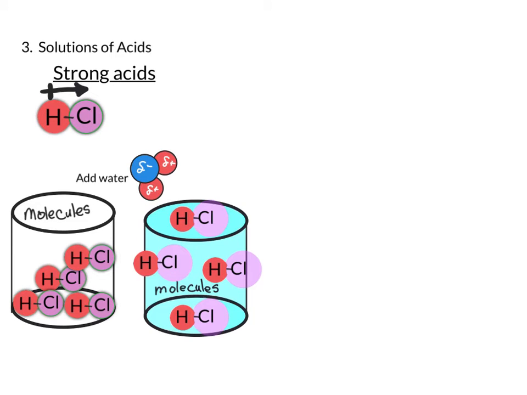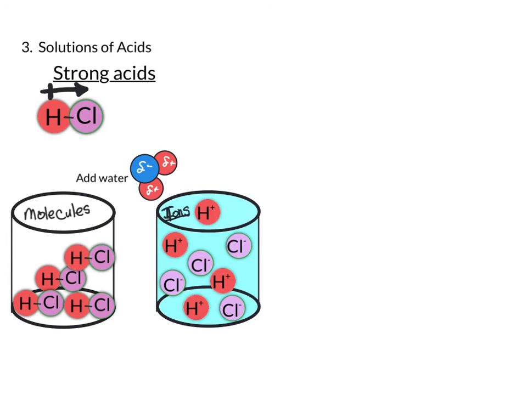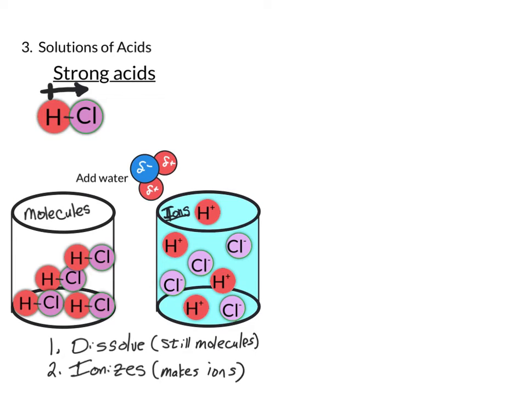But where a strong acid is different from other covalent compounds is that it goes through another step which is called ionization. This ionization process occurs immediately upon contact with water. So the very first thing it'll do is separate into its molecules, but then it immediately breaks into separate ions. And we get 100% ions if it is a strong acid. So we're going to see in the water that we have 100% ions in water for strong acids.